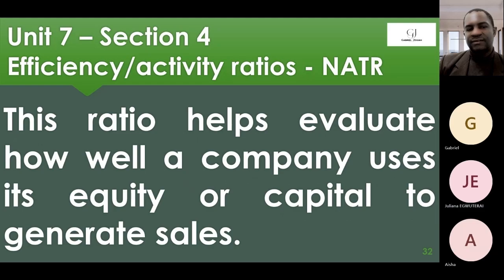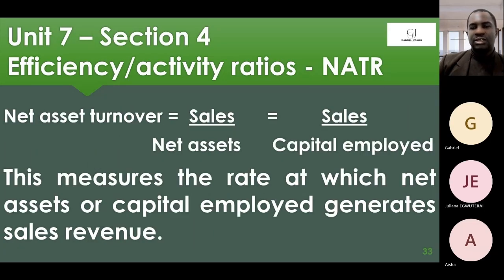Okay, so this ratio helps evaluate how well a company uses its equity or capital to generate sales. So equity is looking at your total asset less total liability. So these are the movements when you're doing change of subject formula. So we have sales over net assets, sales over capital employed. So it relates with ROCE a bit. It's just that ROCE looks at current assets and current liabilities, and this is looking at total liabilities. And it measures the rate at which net assets or capital employed generates revenue.